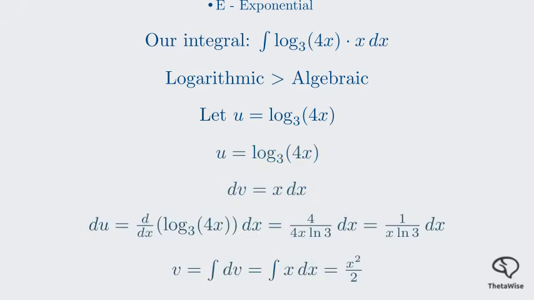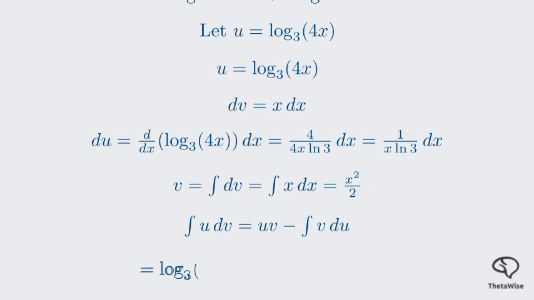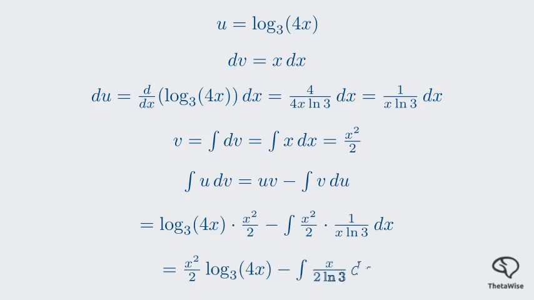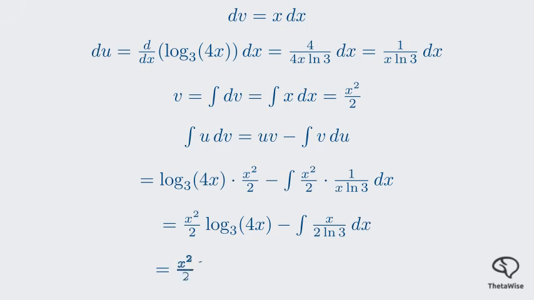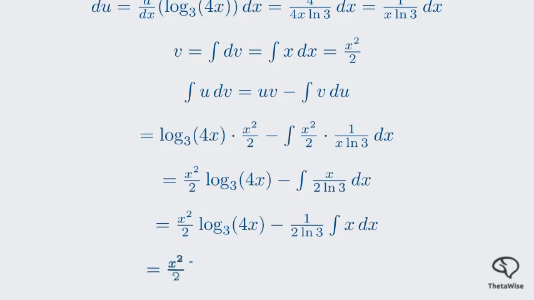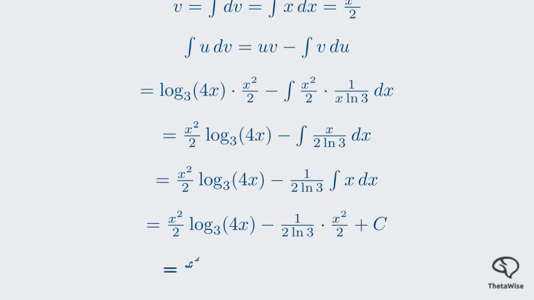Let's substitute them in. The integral equals u times v minus the integral of v du. Let's simplify the new integral. We can pull the constants, 1/2 and 1/ln 3, outside the integral. The term x squared over x simplifies to x. We integrate x, which is x squared over 2. Then we multiply by the constant outside. The coefficient becomes 1 over 4 ln 3.